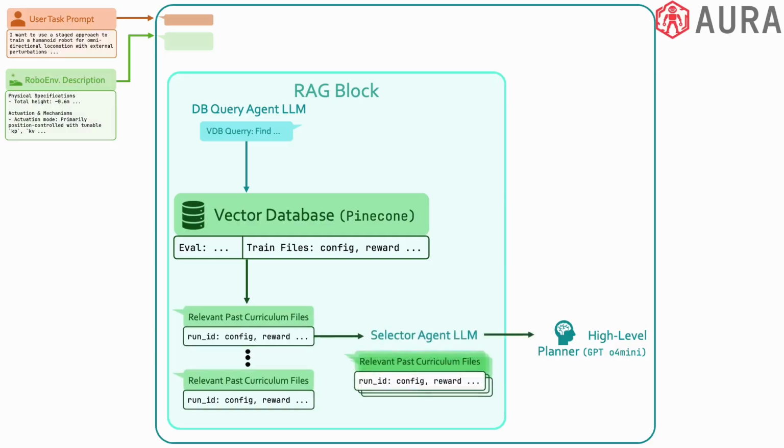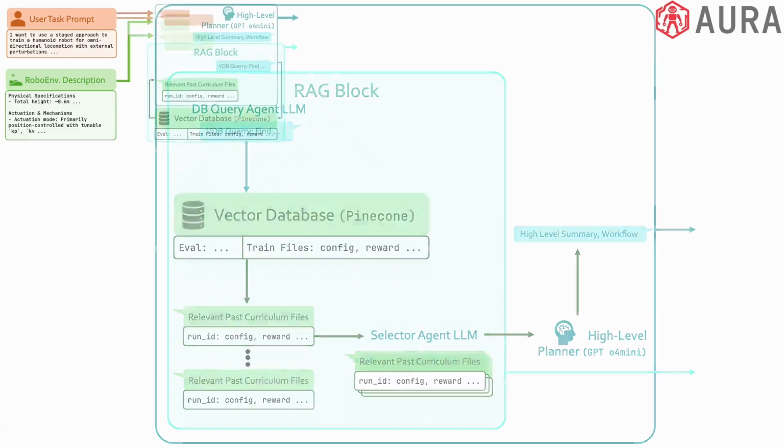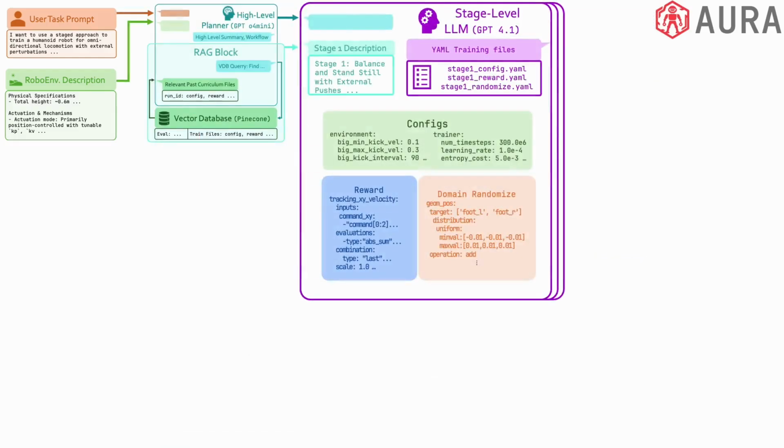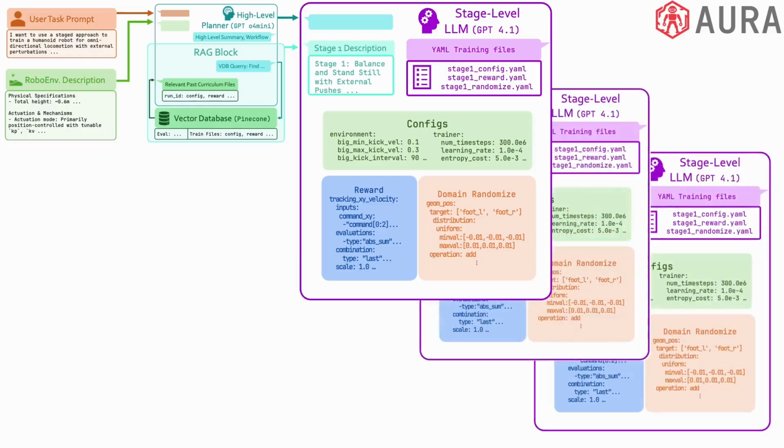The selector agent LLM then filters the retrieved candidates, scoring them to select the most suitable set. Using all the inputs and retrieved data, the curriculum LLM synthesizes a curriculum workflow that outlines all training stages and objectives for each stage. Per stage, an LLM generates reward functions, domain randomization, and training configurations from the curriculum LLM description and RAG outputs. Each stage repeats this process.